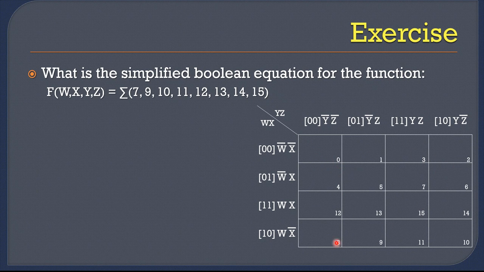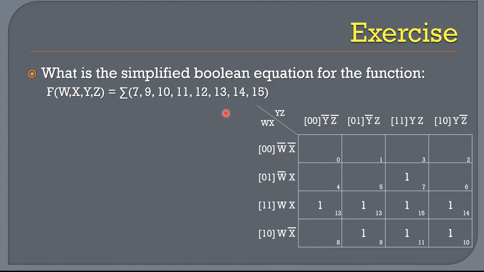Once the minterm numbers are put correctly, then you can fill in the ones. You can see summation of 7, 9, 10, 11, 12, 13, 14, 15. Once the empty K map is ready, you are ready to fill in the minterm values. So you have 7, then 9, 10, 11 and 12, 13, 14, 15. You have 8 minterms available, and you fill in all the minterms.